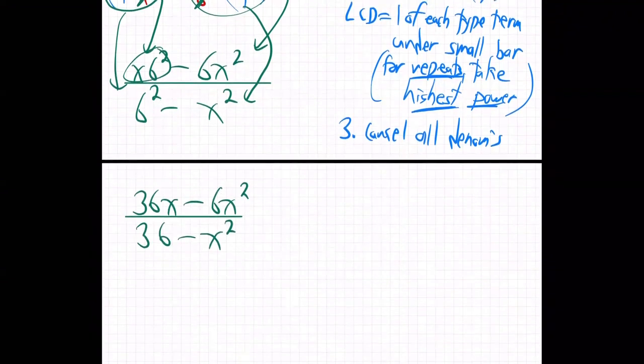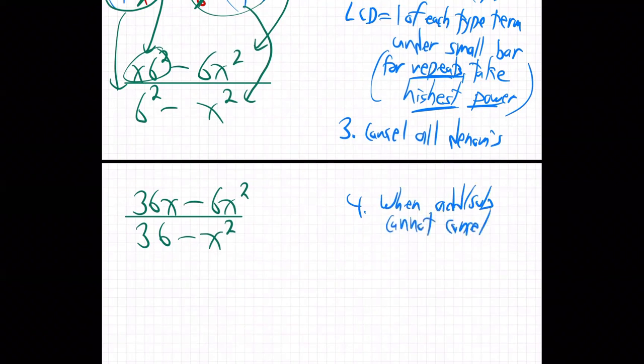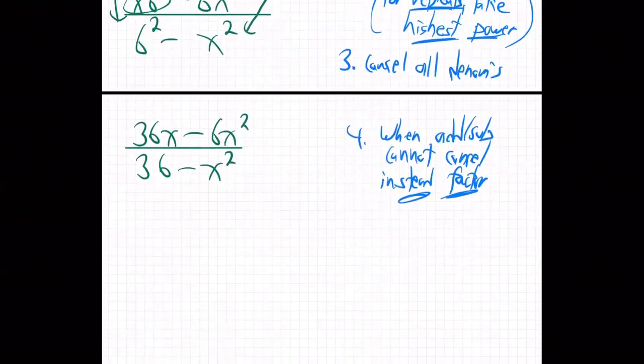Okay, so now step 4. What are we going to do? Well, again, when there's adding, subtracting, you cannot cancel. Instead, what do we do? Factor, right? Can't cancel. So we're going to factor. So how are we going to factor?